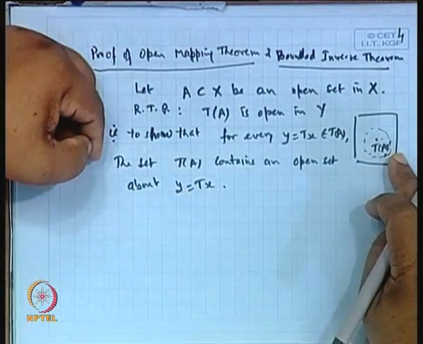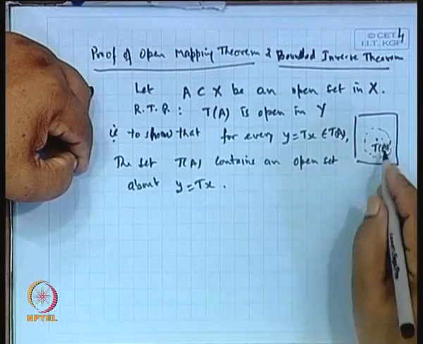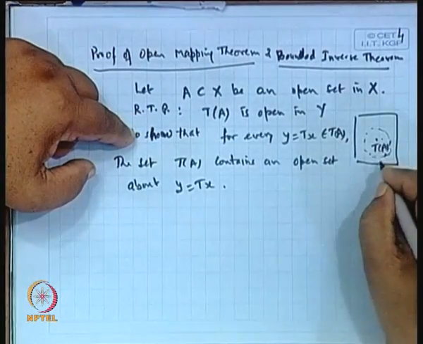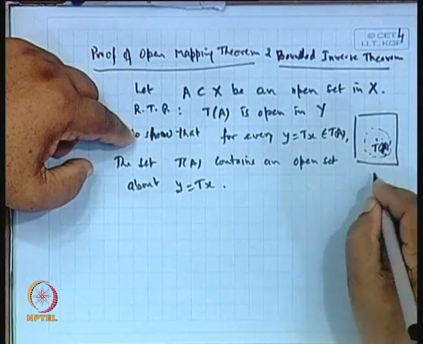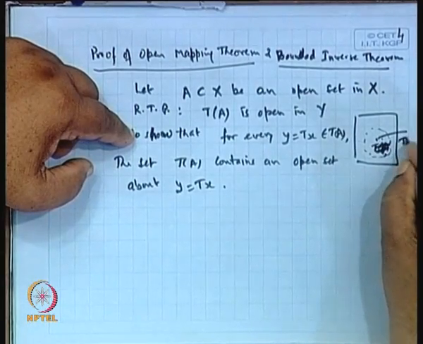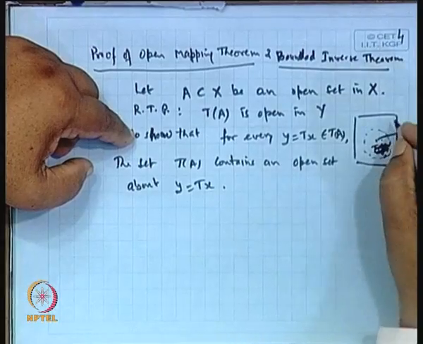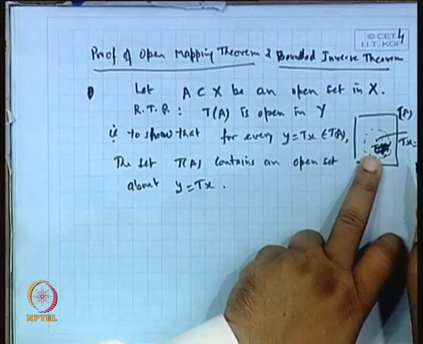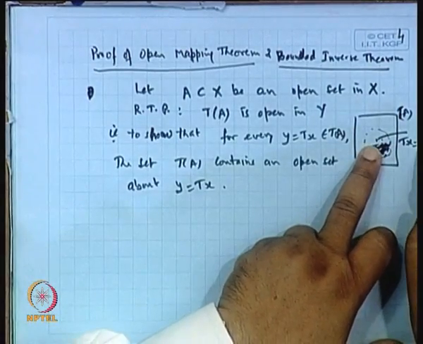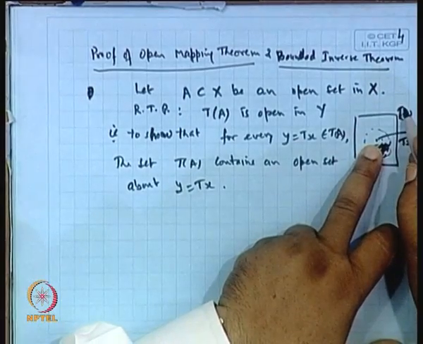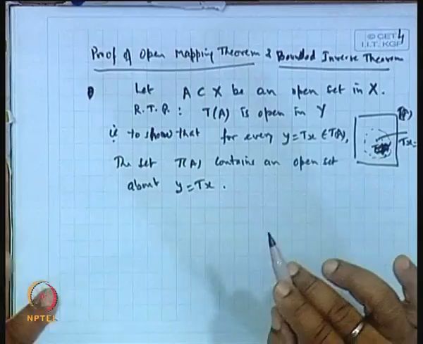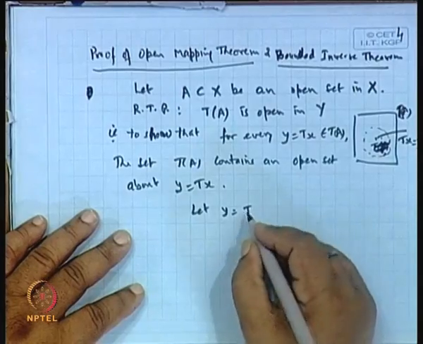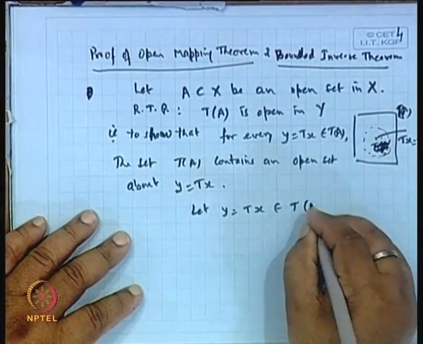That this T A is open. It means if we take any point y whose image, say, let it be this T x which is y, and this set is our T A set, then if I find an open set centered at this point which is totally contained in T A, then T A will be open. So, that is what we want. Okay. So, let us take y, which is T x, belongs to T A.